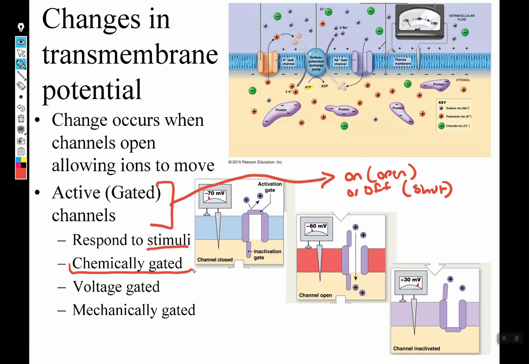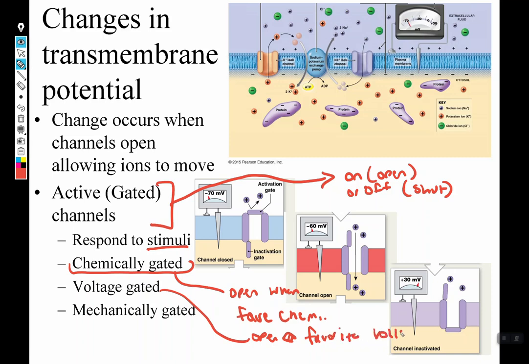So some of them are chemically gated, like, for example, the chemically gated ion channels at your neuromuscular junction. Remember, those are acetylcholine based. So these are going to open up when their favorite chemical is bound to them. Voltage gated opens at their favorite voltage range. And mechanically gated are a little bit simpler. They just open up when they're smushed.